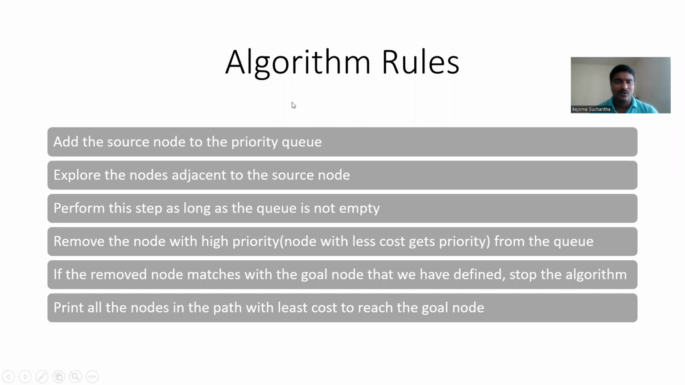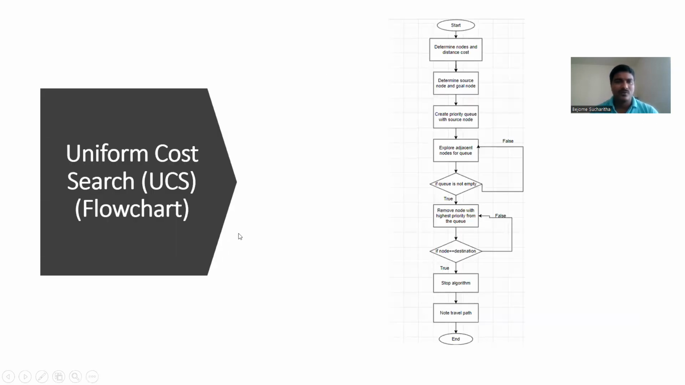These are the algorithm rules we are using in the search method. Add the source node to the priority queue. Explore the nodes adjacent to the source node. Perform these steps as long as the queue is not empty. Remove the node with the highest priority. The node with the less cost gets priority from the queue. If the removed node matches the goal node that we have defined, stop the algorithm. Print all nodes in the path with the least cost to reach the goal node. We are using these algorithms.